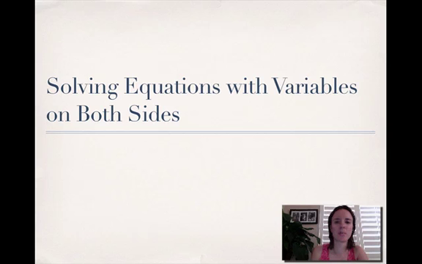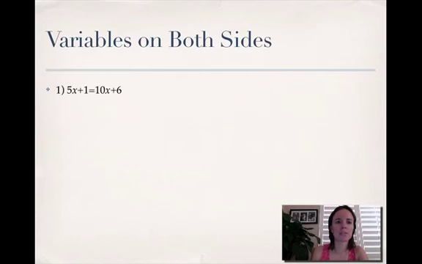Solving equations with variables on both sides. So let's take a look at our first example, which is 5x plus 1 equals 10x plus 6. You'll notice here we've got our 5x on the left and our 10x on the right. I'm talking in terms of our equal sign. So if we want to solve this, we have to move our 5x over to the other side.